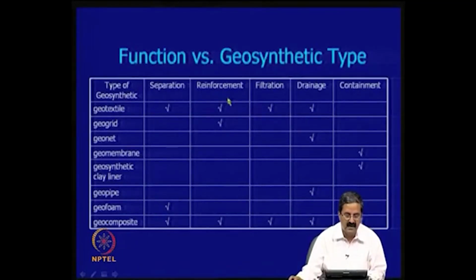Then geotextile, you can use it for reinforcement. Geogrid, yes, it can be done. Geocomposites also can be used for reinforcement. Filtration, you have a geotextile and geocomposite also. Drainage, yes, geotextile can do that, geonet can do that, geopipe can do that, geocomposite can do that. And containment, like as I said, geomembrane is very good, GCL is very good, geocomposite. So, the geocomposites are essentially the way that we can design. See, any two functions can be combined to get a geocomposite.